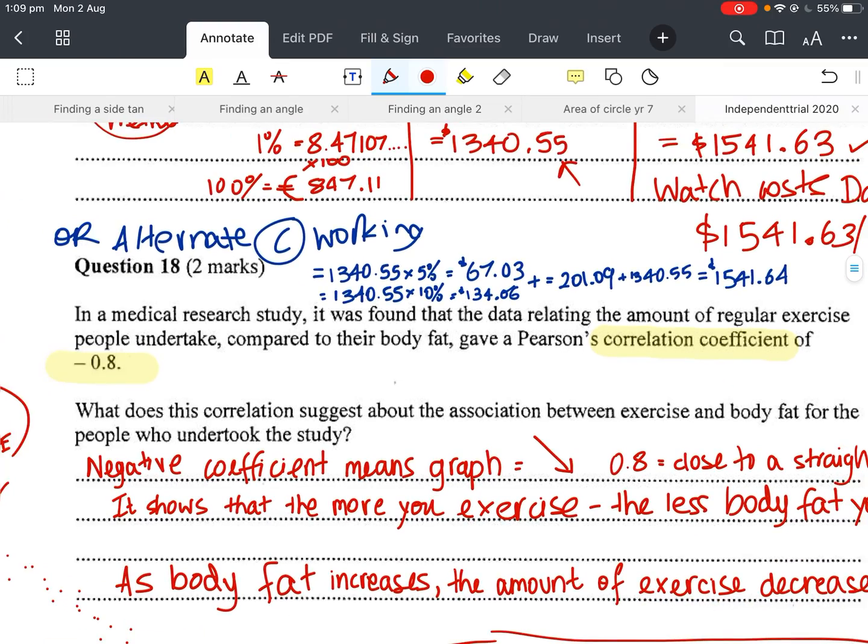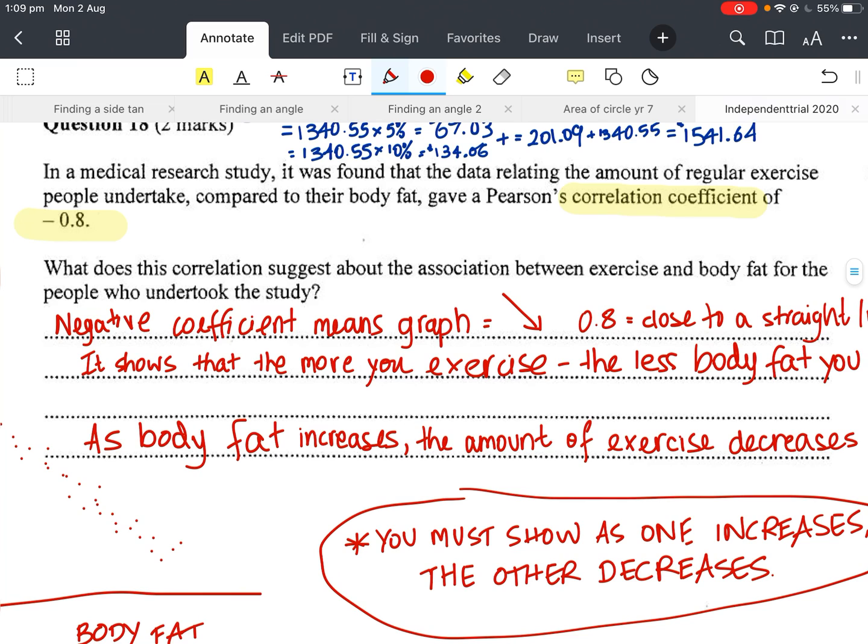Alright, this one here. In a medical research study, it was found that data relating to the amount of regular exercise people undertake compared to their body fat gave a Pearson's correlation coefficient of -0.8. You don't really have to worry about the Pearson's bit, but you do need to know what a correlation coefficient is. What does this correlation suggest about the association between exercise and body fat for the people who undertook the study?